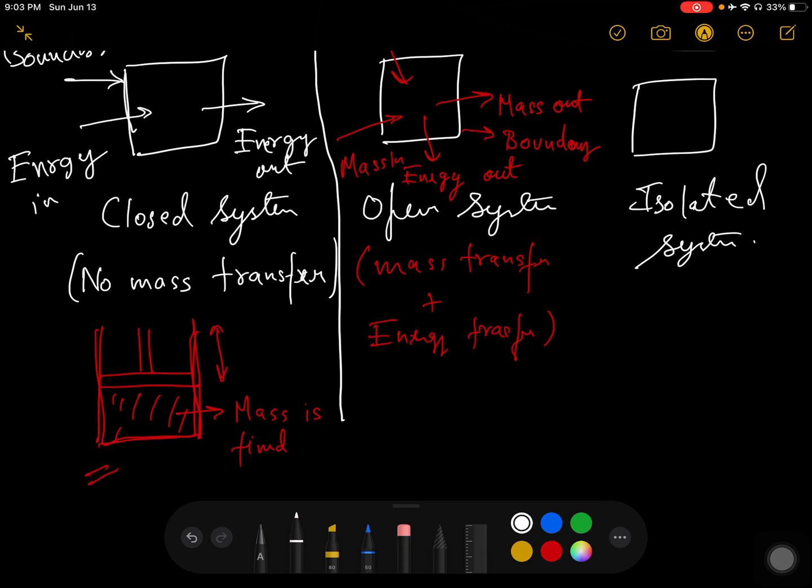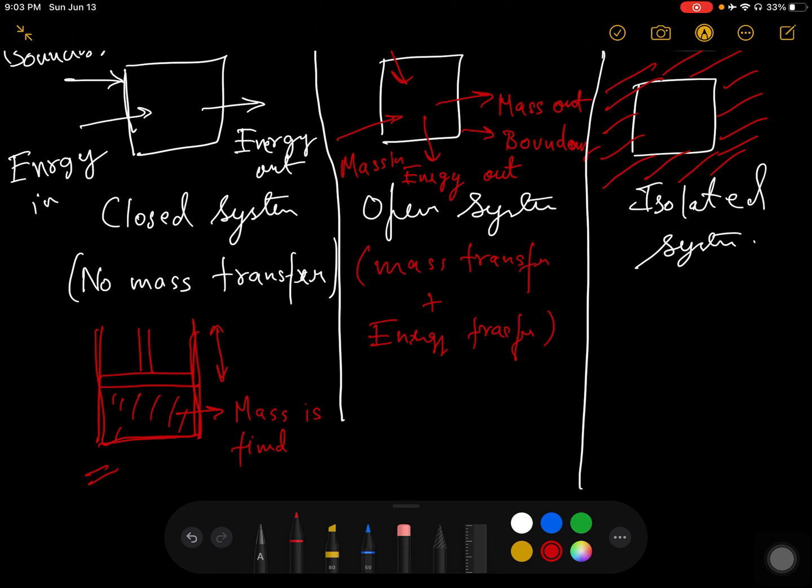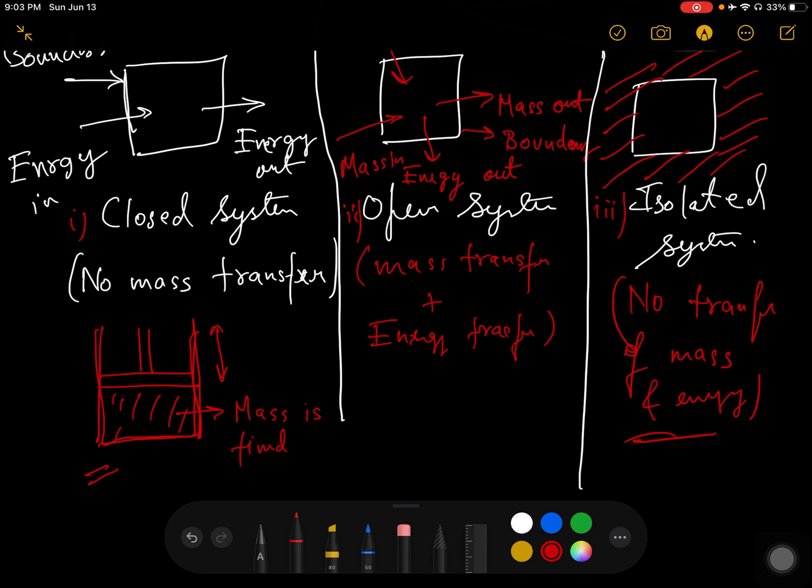Now there is the third, which is the isolated system. What is an isolated system? In an isolated system, there is no transfer of energy and no transfer of mass. This is the easiest one. Nothing to worry about. The easiest. So these are the three types of thermodynamic system which we need to know: the closed system, the open system, and the isolated system. All your thermodynamic problems will revolve around these three systems.